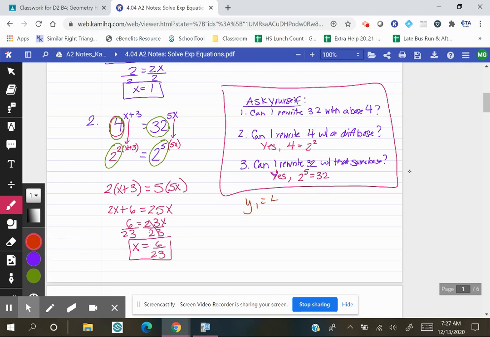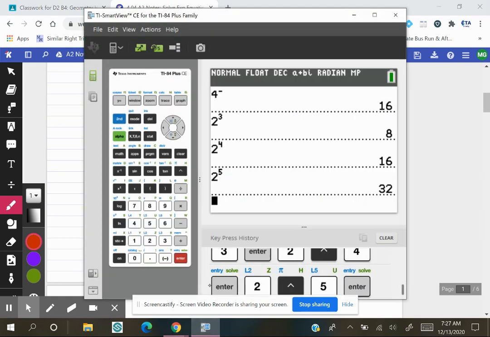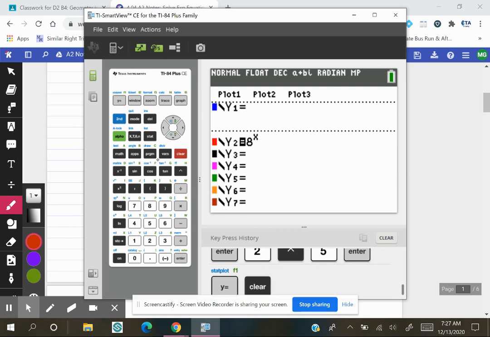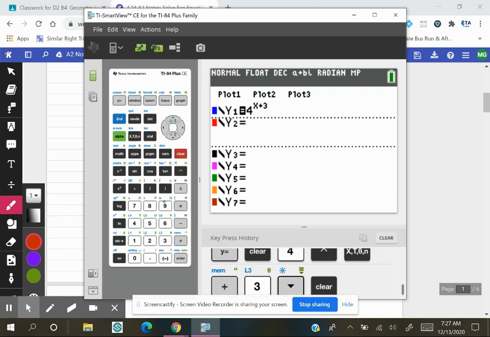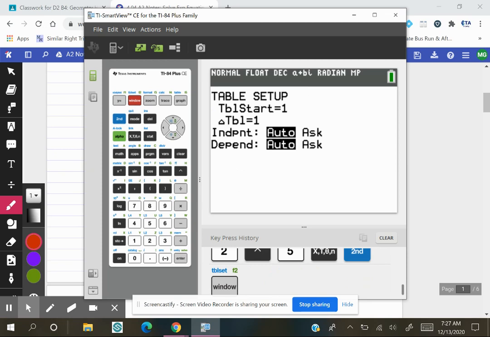So you should have y1 equal to 4 to the x plus 3. And you always want to check the original. y2 is 32 raised to the 5x. Go to your table. We'll type in 4 to the x plus 3. Here we're going to type in the right-hand side, 32 raised to the 5x. And then second window. Now this one is really important because the answer is a fraction. You have to do second window if you're going to use your table to check it.